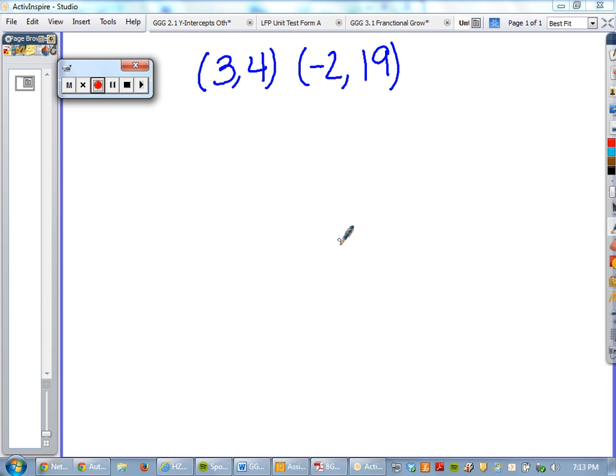Alright, in this video we're going to show you how to take 2 points and turn them into an equation of a line. So the first thing I have to do is recognize that this is an x coordinate, that's a y coordinate, this is an x coordinate, that's a y coordinate. Okay? And then I'm going to put them into a table.